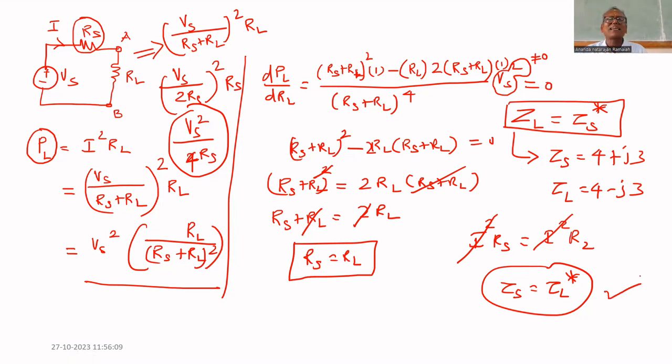The other is also a correct answer, but you should not tell like that. As an engineer, you should check whether it is physically realizable. So ZL equal to ZS star. The complex conjugate of the internal impedance must be the load, then the power will be maximum. So now we will first check for a DC circuit.